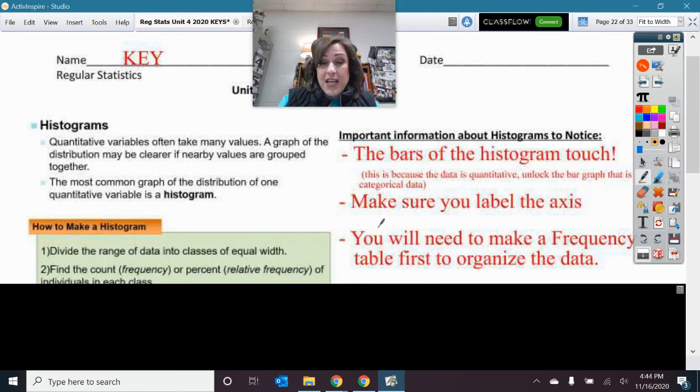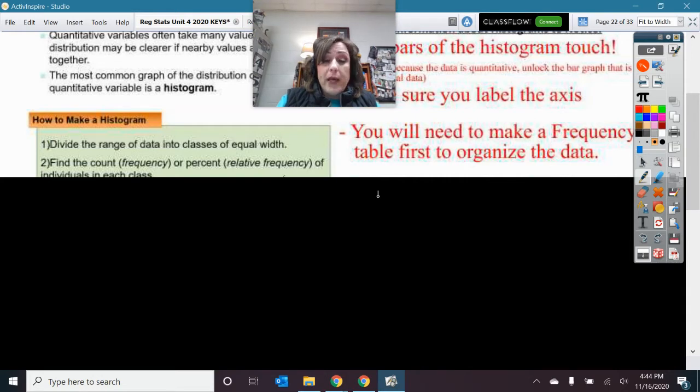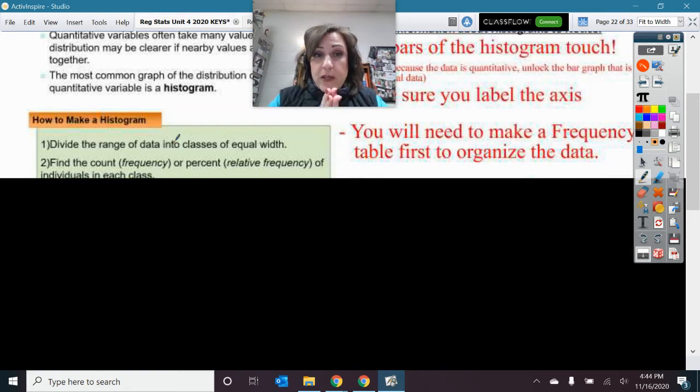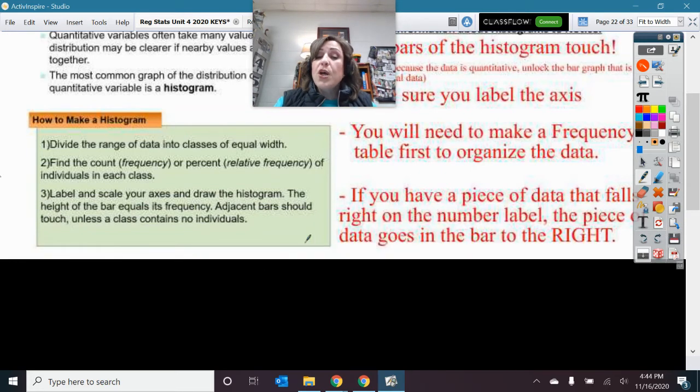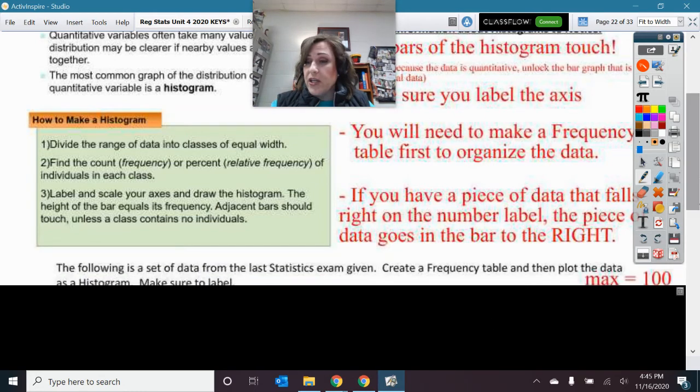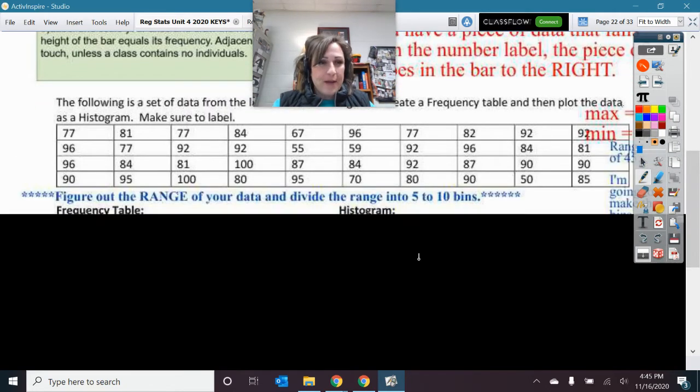Most times, you're going to need to make a frequency table first to organize your data. We're going to get used to that, and I'm going to give you space for that as well. We will take a look at our data, and we'll want to make sure that we divide it into equal bin sizes. So what I'm going to do is figure out what the range is, the lowest to the highest. And then I'm going to say, I want to make about 5 to 10 bins, so I want to make them all this wide. And then you just count how many should go in that bin. We'll talk shortly about where a data value falls if it's right on the edge of a bar. Okay, so here we go. Let's do this.